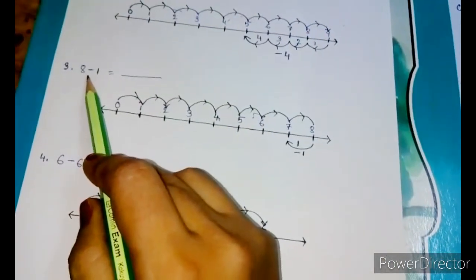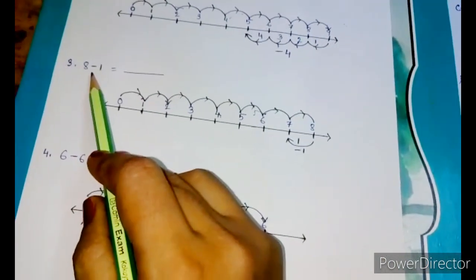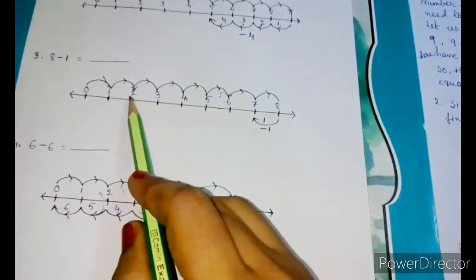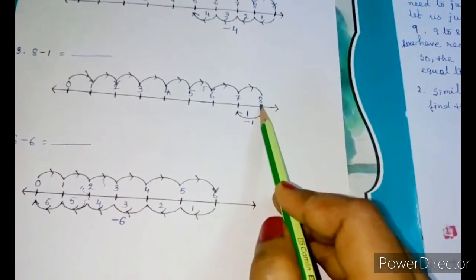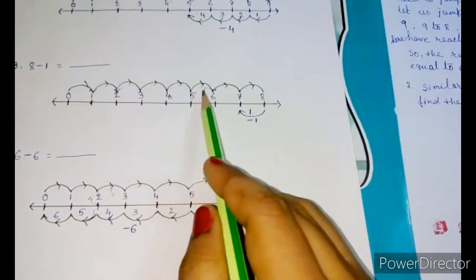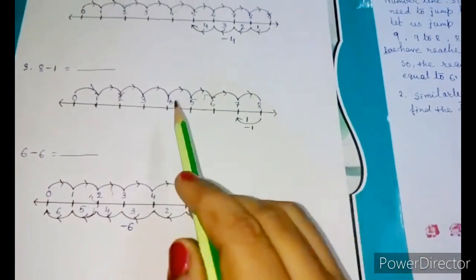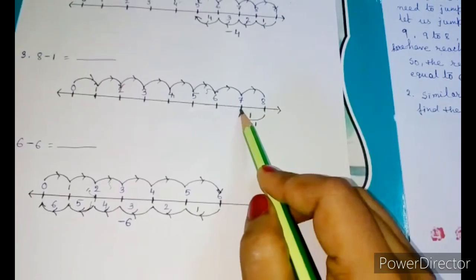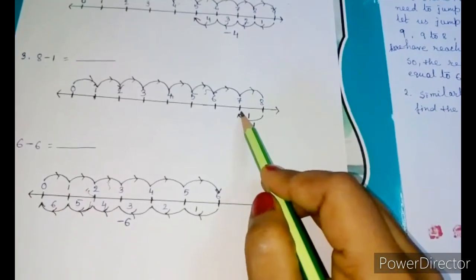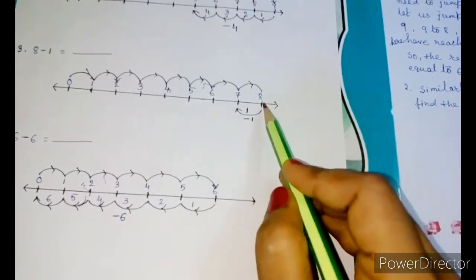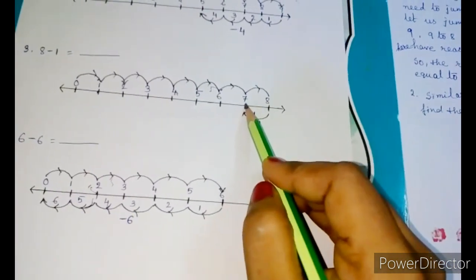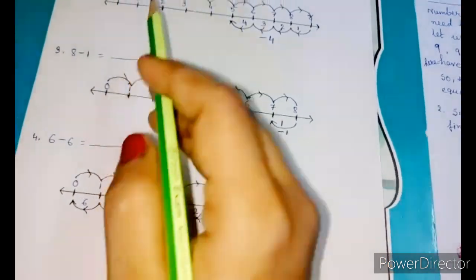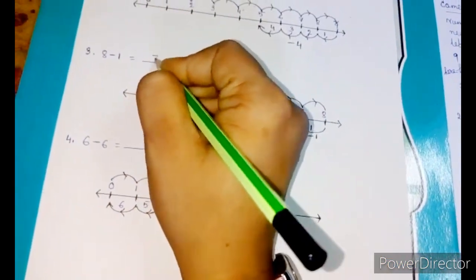Now come to the third question, where we also have to find the difference of 8 minus 1. Here is the number line. Let us first locate 8 on the number line. So kids, this is 8. Let us jump 1 step backward from 8 to 7. From 8 to 7. So you can see here we have reached 7 on the number line. So the required difference of 8 minus 1 is equal to 7. So we have to put the number 7 here.